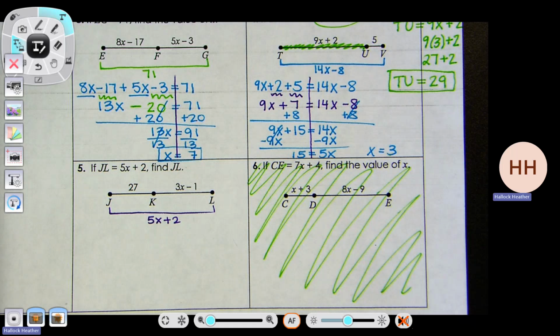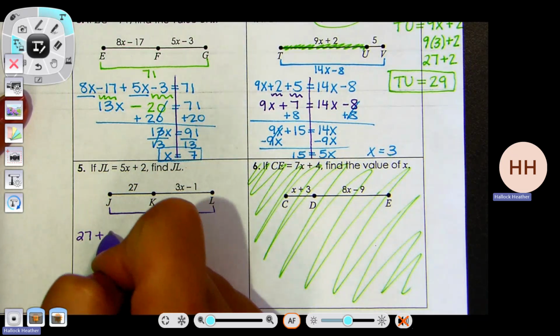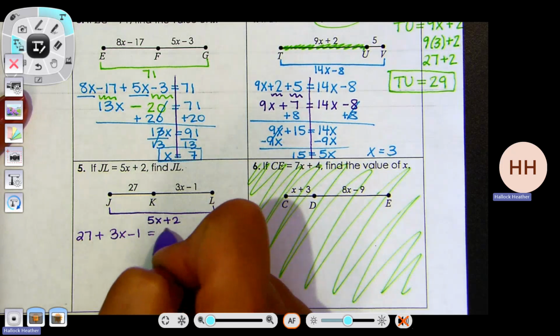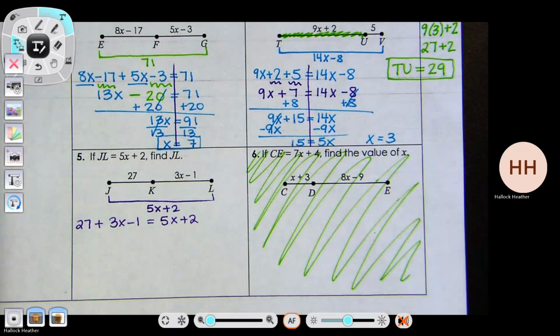Does somebody think they know the equation? And then I'll give you time to solve it. What's the equation? Tell me. X plus 1 equals 5x plus 2. Heck yeah. So 27 plus 3x minus 1 equals 5x plus 2. Beautiful.